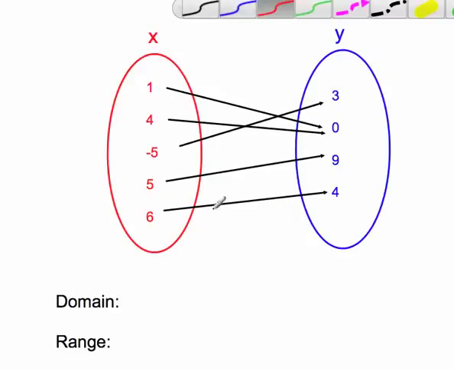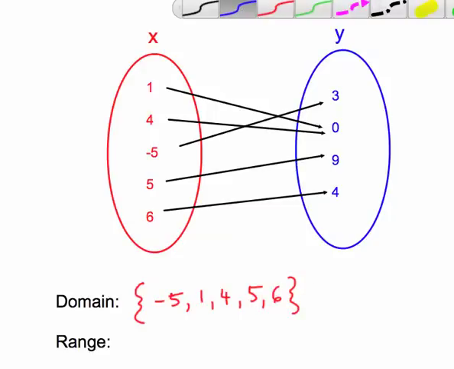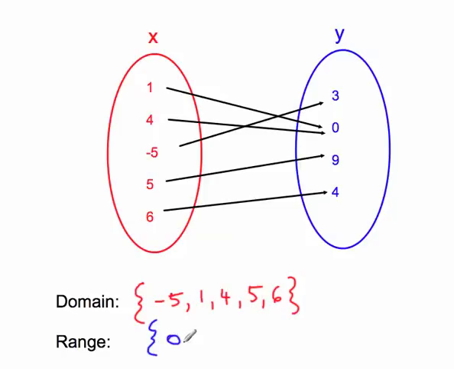Let's take a look at another example, this time using numbers. In this case, the domain is all of the possible x values, and we're going to go in increasing numeric order. So we'd write -5, the next biggest one is 1, 4, 5, 6, and we use the squiggly brackets and separate all the numbers with commas. For the range, we're looking at all the possible y values, and there's only 4 of them: 0, 3, 4, and 9. So the domain is all the possible x values, and the range is all the possible y values.